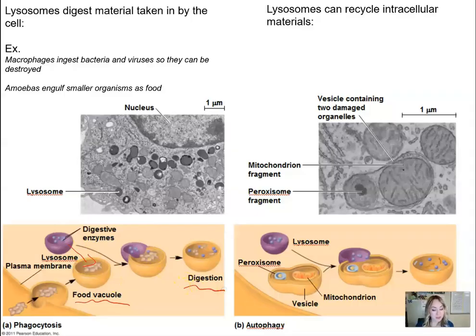And then here's another example of how lysosomes can actually recycle intracellular materials. We have a peroxisome here in this case, and also a mitochondrion that's no longer functioning. Now the lysosome is fusing with the membrane that holds those two worn out organelles, and digestion is happening right here.